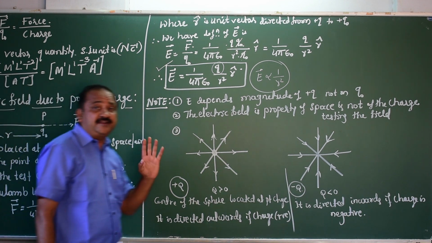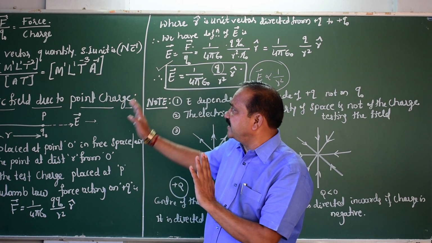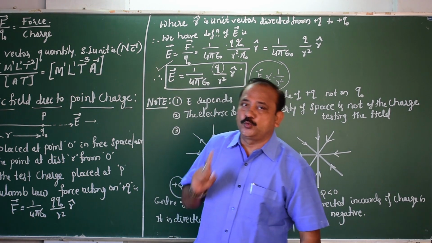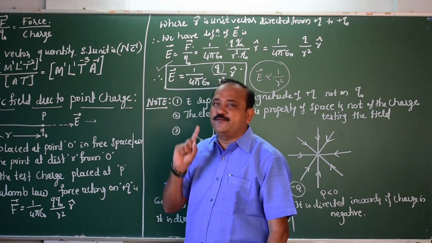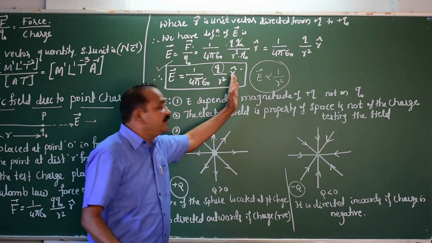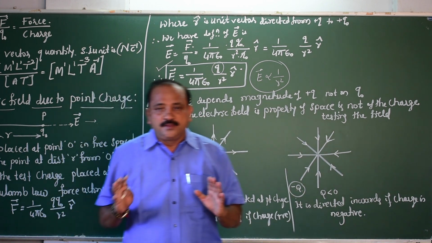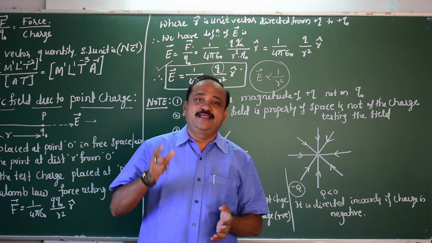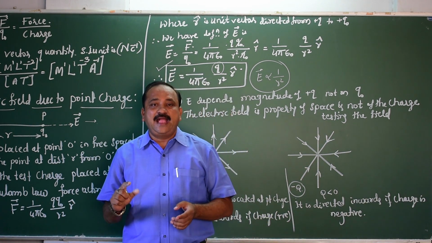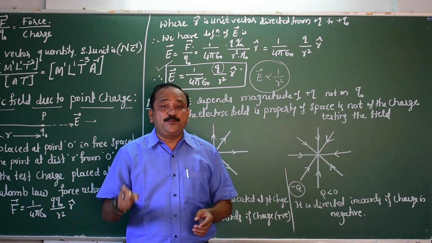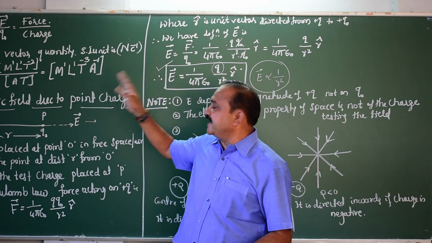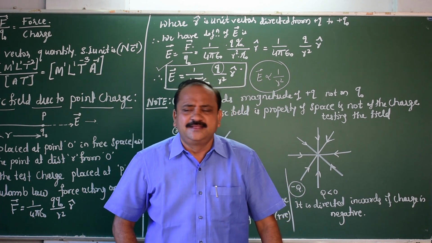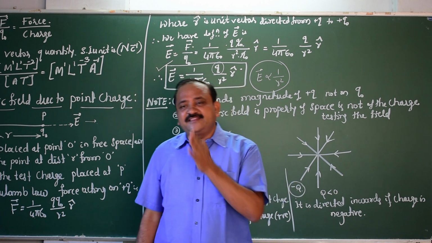And the most important derivation, a basic fundamental derivation, is to understand the electric field at a point due to a point charge: E equal to 1 divided by 4 pi epsilon naught, Q divided by R square, times the unit vector. So in this session we have been discussing the electric field concept and the electric field at a point due to a point charge, and that expression.